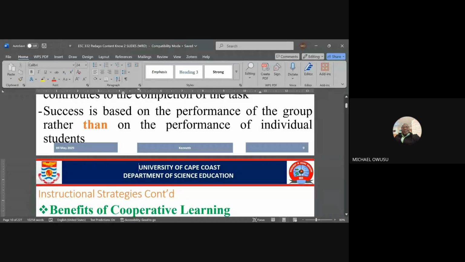You don't see that maybe Kofi cannot do this. That is why I say the success is based on the performance of the group. So you see that the thing has been done. You don't see the one who couldn't do A or B, but they all came together and did that. It also brings about cooperation, tolerance, and respect, because they are all together, they tolerate each other, they respect each other's views, and so many things we can talk about.